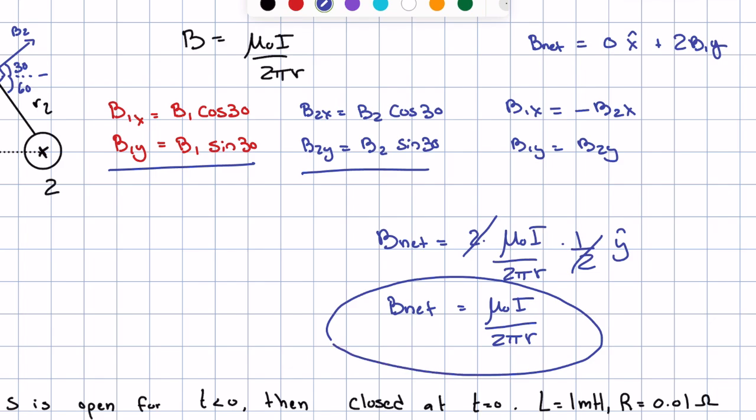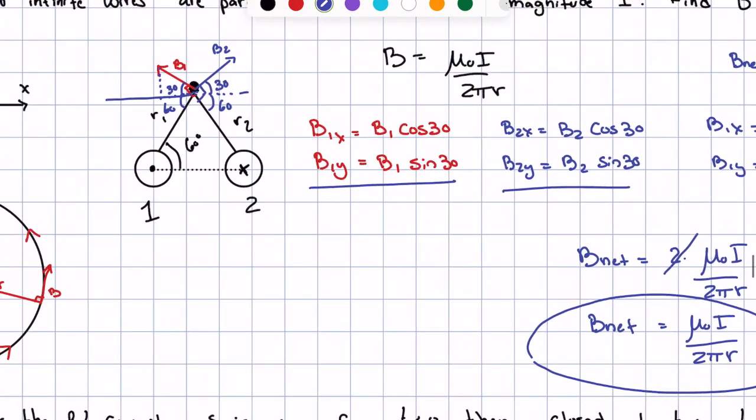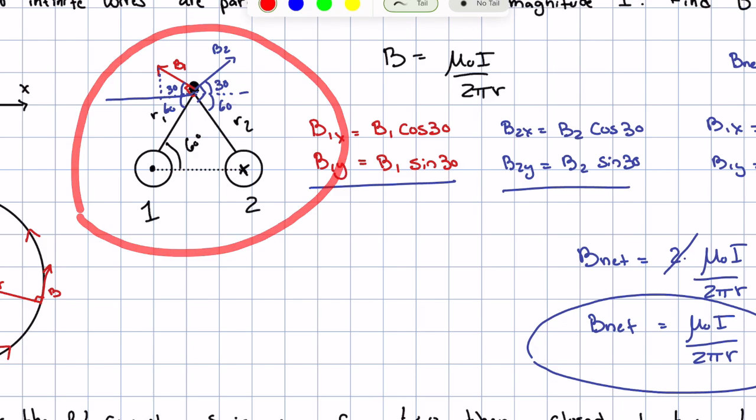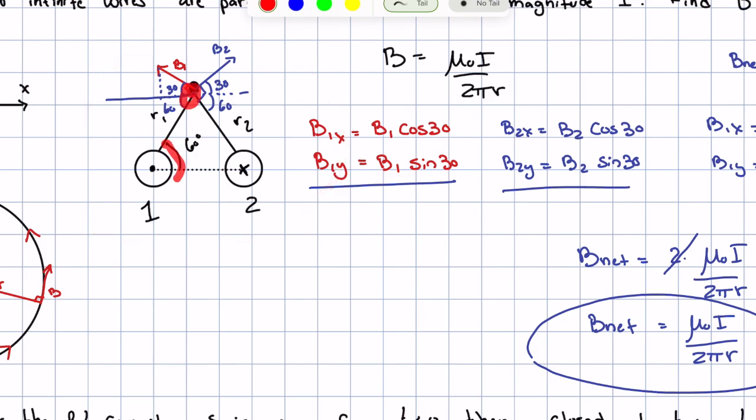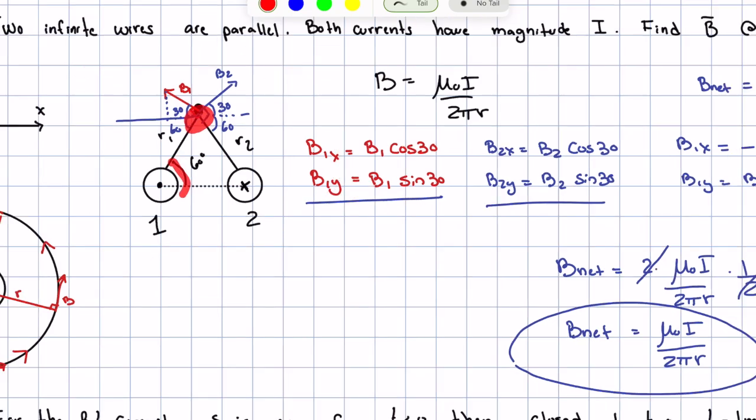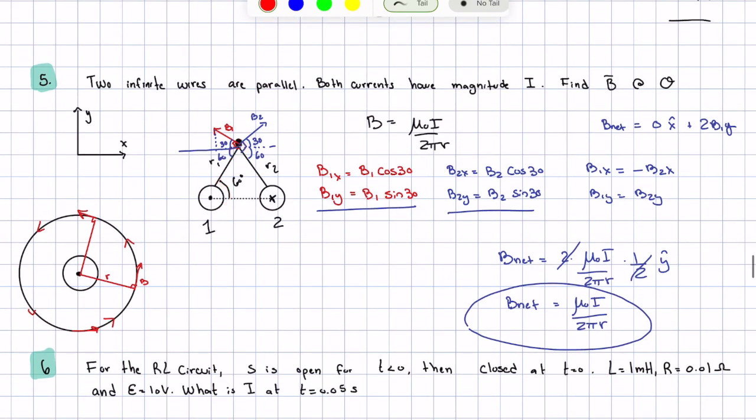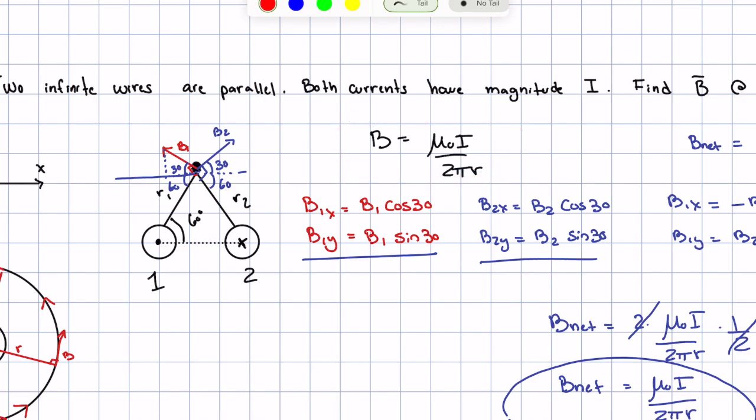This sometimes shows up as a multiple choice question if you have this exact scenario where they're separated by 60 degrees and you want to find the magnetic field at this point here. All you have to do is remember that the net magnetic field is literally just the magnetic field of an infinite wire pointing straight up.